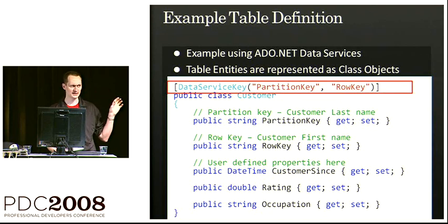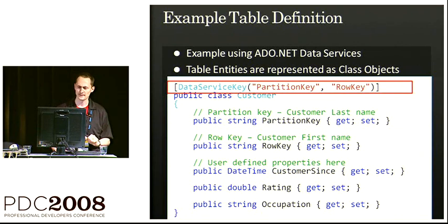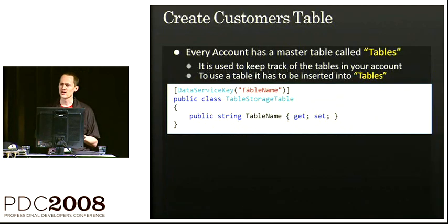You have to specify an annotation for this class indicating the two keys for the class. Okay? So now we've defined our customer entity class. The next thing I need to define is the customer table. And to do this, I'm going to introduce two concepts. Okay? The first concept is the master table.